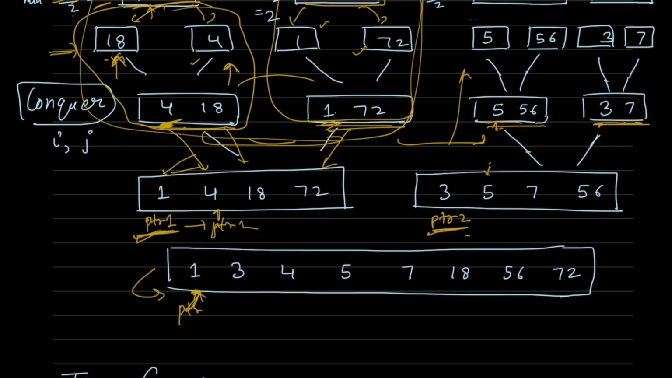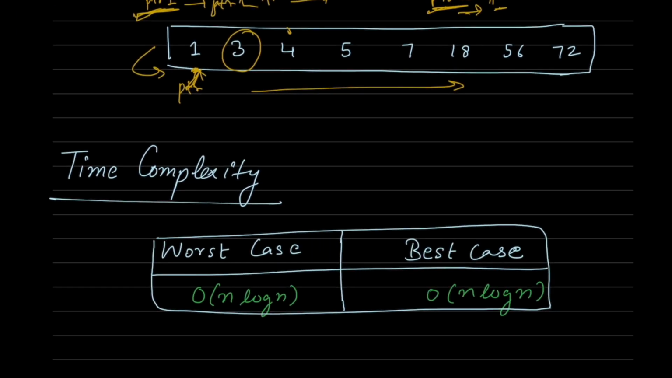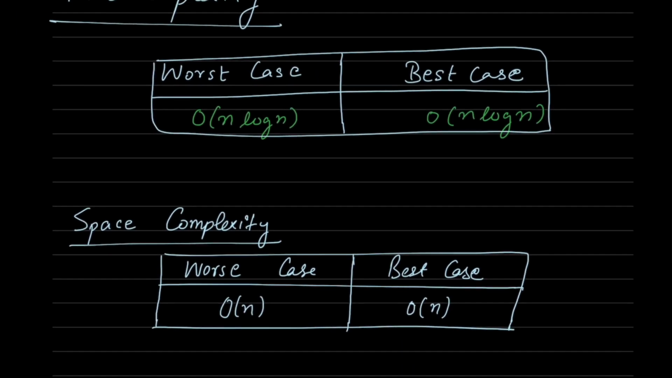So here ptr2 is smaller than 4, so we move ptr2, 3 is moved here, and ptr2 gets incremented. Again ptr2 moves here, and ptr1 is at 4. Now ptr1 is smaller, so the ptr1 element, that is 4, would move to the final array and it would get incremented, and so on. So that is how we'll get our final merged array, and that is how merge sort is taking place. Now let's look at the time complexity of merge sort.